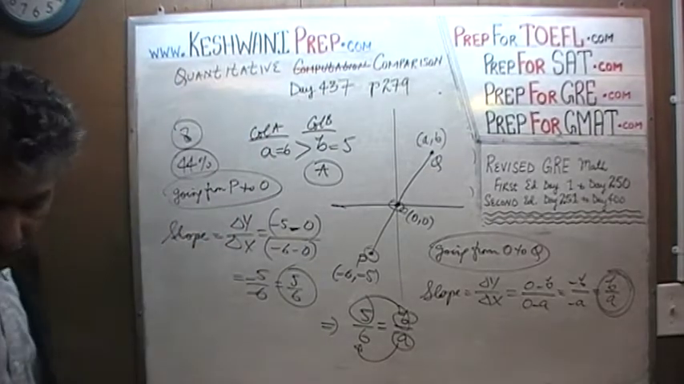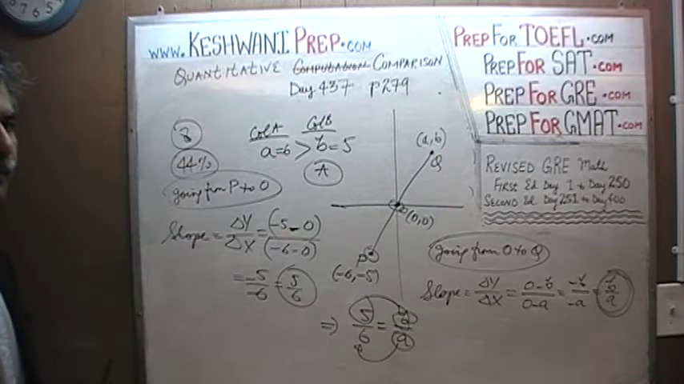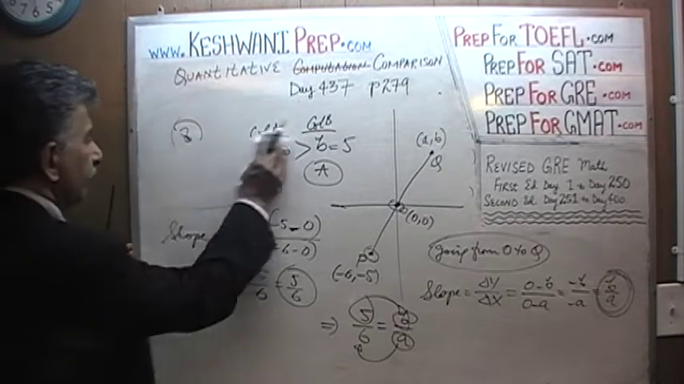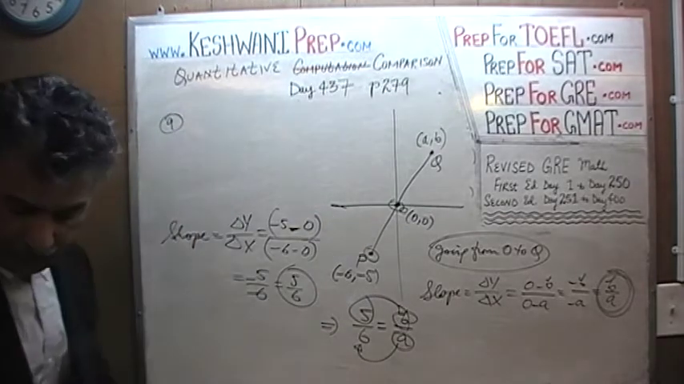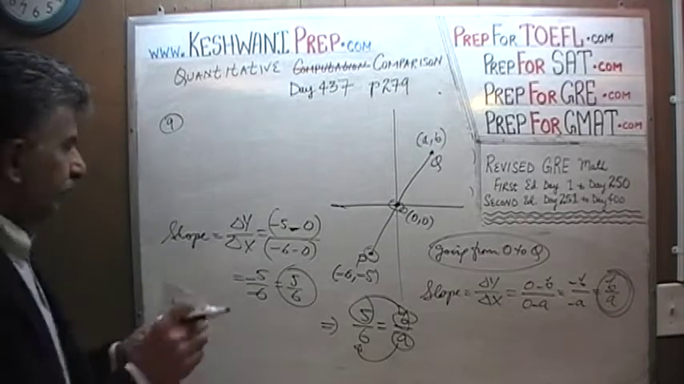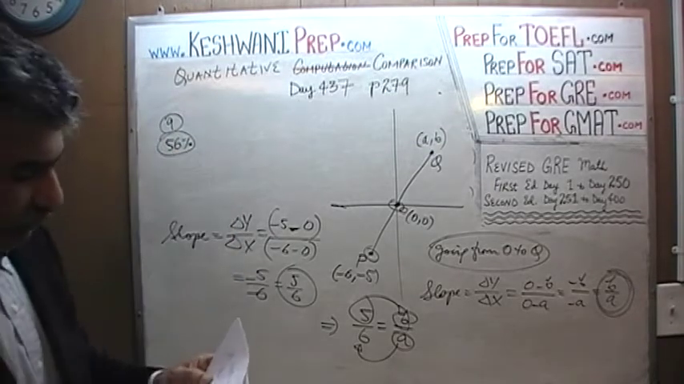This is the next one, number 9. Question number 9, when it was given in the exam, the percentile was 56%. A little over half the people got it right.